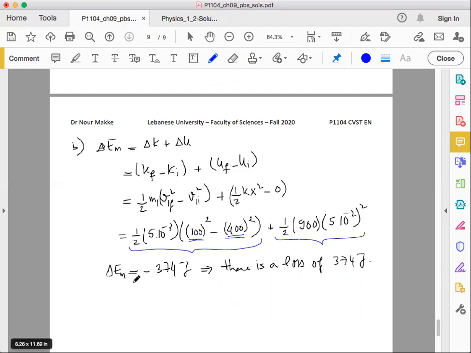If you make the numerical application and put in all the numbers, you end up with delta EM equal to minus 374 joules, which means that there was a loss in this collision of 374 joules, and this is the amount of internal energy to which the mechanical energy was converted. So that's it for this problem.